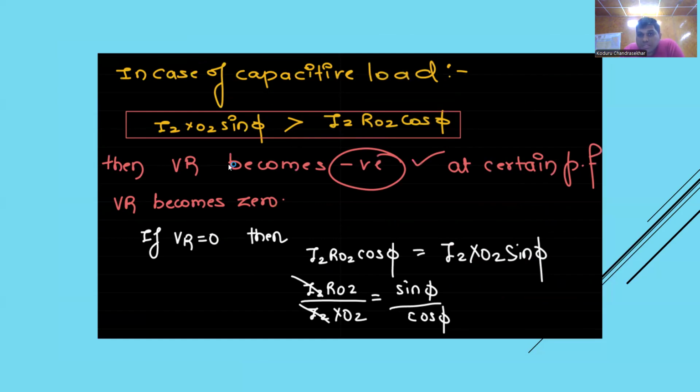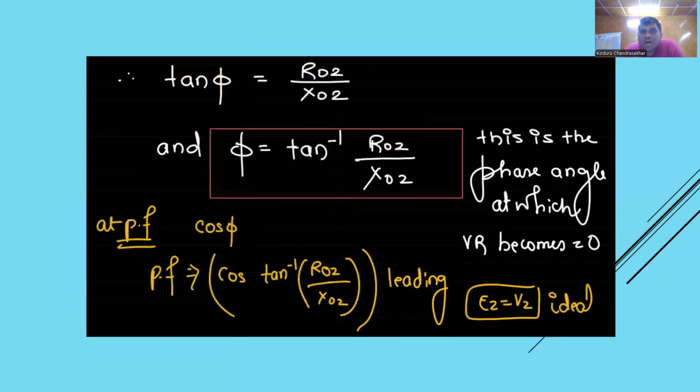If the voltage regulation becomes zero, we'll have I2 X0 sin phi equal to I2 R0 cos phi. So here we get tan phi equal to R0 divided by X0, so phi equals tan inverse of R0 divided by X0. This is the phase angle at which the voltage regulation becomes zero. So the power factor cos phi at which the voltage regulation becomes zero is cos of tan inverse of R0 divided by X0. This is a leading power factor, as a capacitive load will have a leading power factor and an inductive load will always have a lagging power factor. So in this case only E2 equals V2, which is an ideal condition.